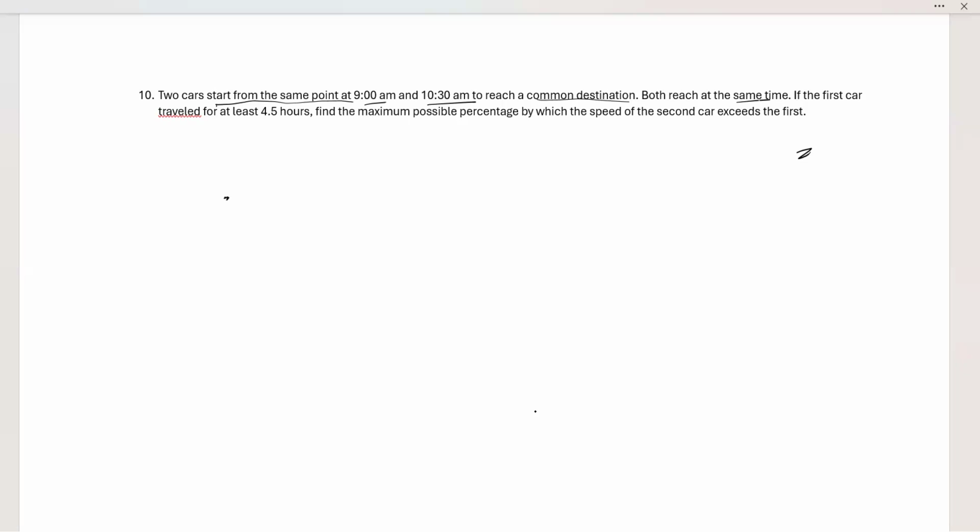And it so happens that they meet. Let me draw it and explain. Let's say this is the destination. This is the start. So from here, one car leaves at 9 a.m. and it would have reached somewhere here. So this is car one. And the other car starts at 10:30. This is 9 a.m. This is 10:30.